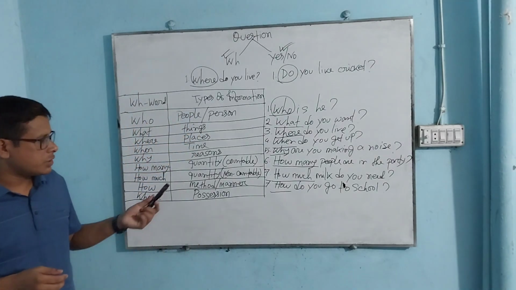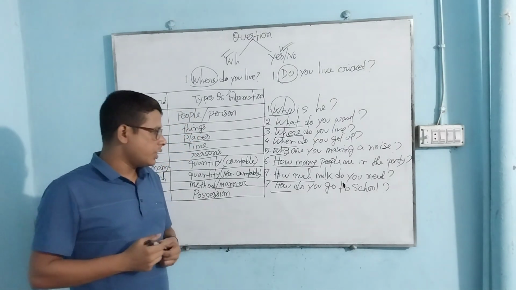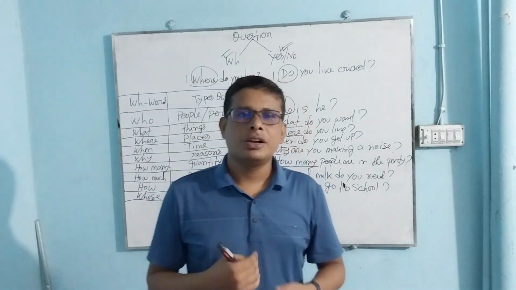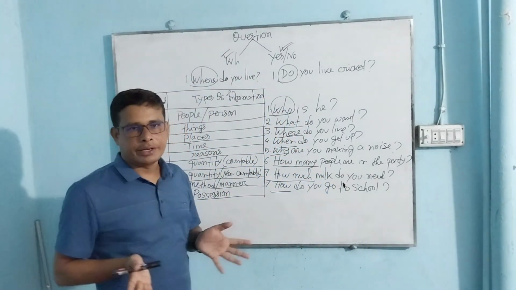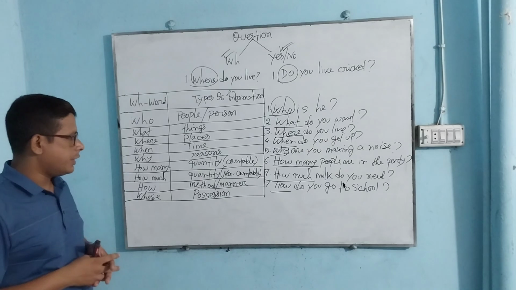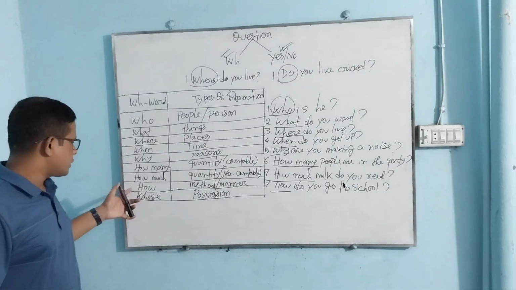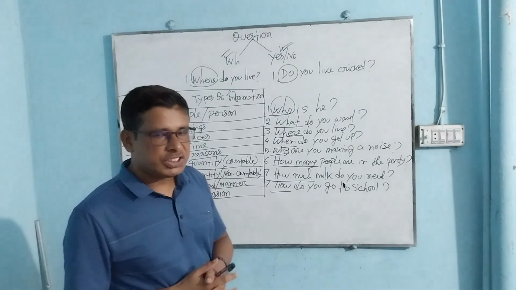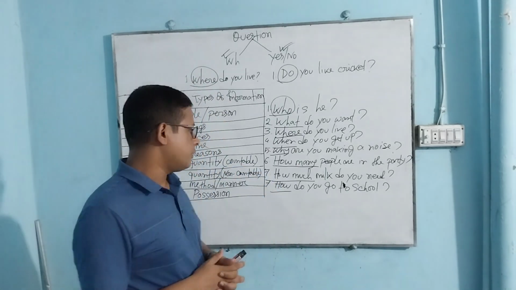In response to these questions, you have to say, I go to school by rickshaw or by bus or on foot. You can go any manner, but you have to answer this. In response to these questions, you have to answer the method or manner. Okay.